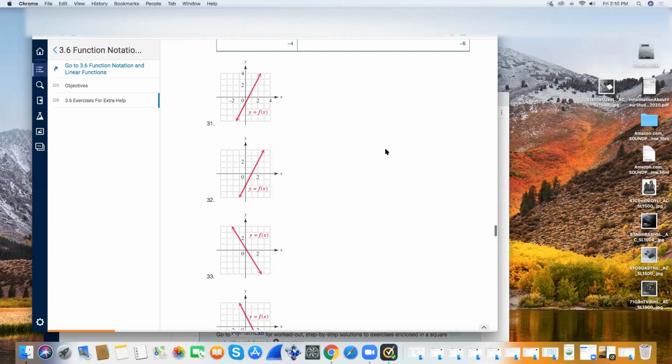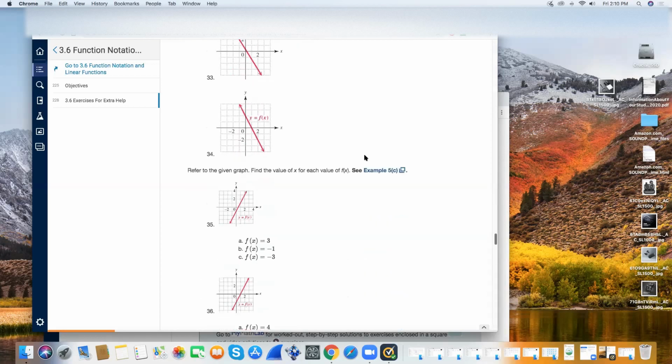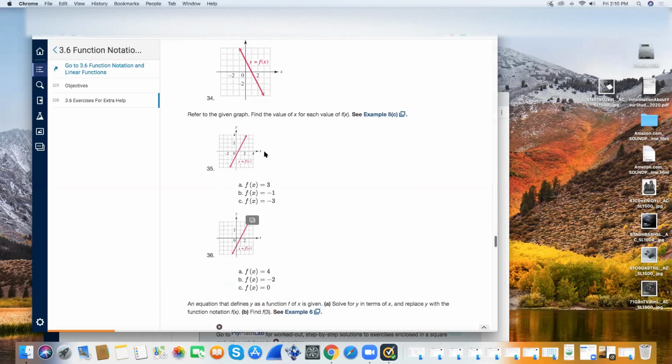Same way. Okay. I have a question about the number 36. How does it work? For that, I'll do 35. I'm not gonna do 36. Refer to the given graph. Find the value of X for each value of Y.